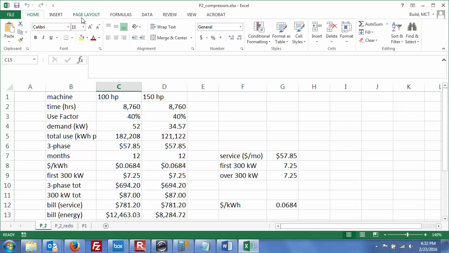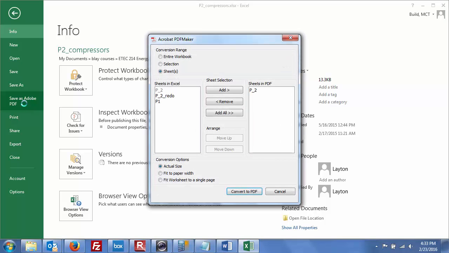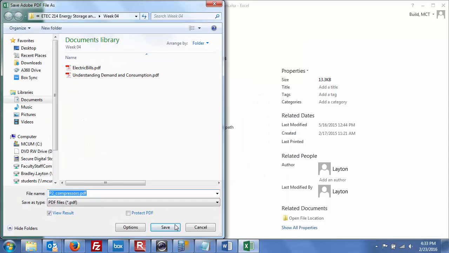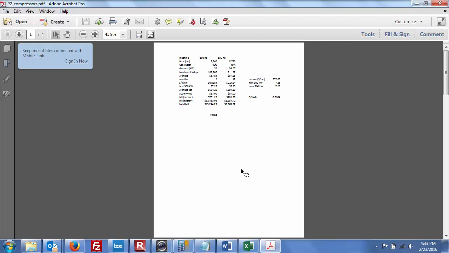For me, I have already built in, under file, save as PDF, built into my computer. I don't know if you've got that or not. Seems like everything should just have that. So I hit that, and then I can do the entire workbook, convert to PDF. And for me, then it's just done, that's it. You have to go like export.